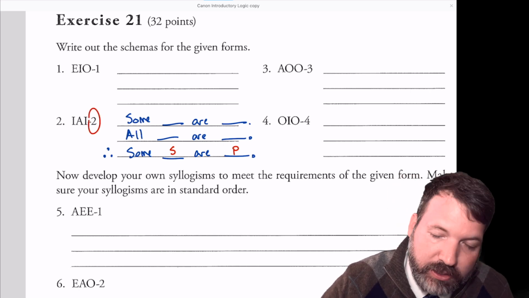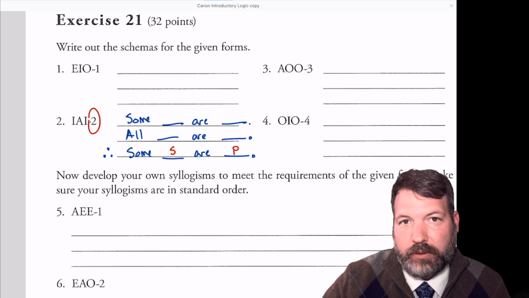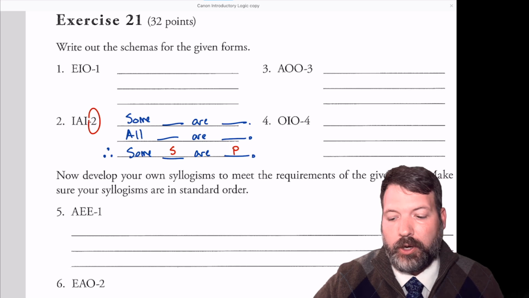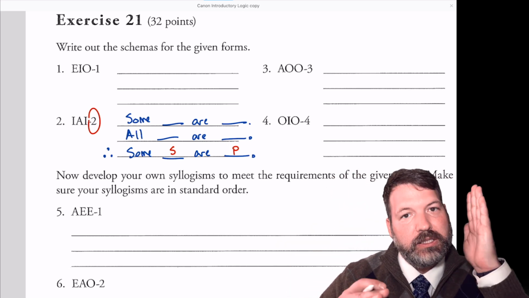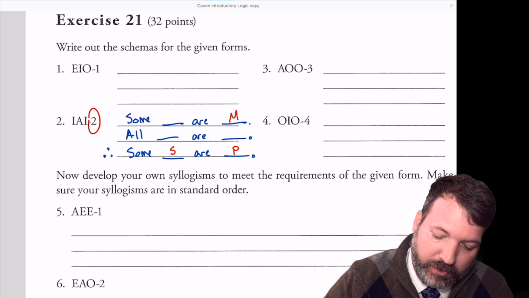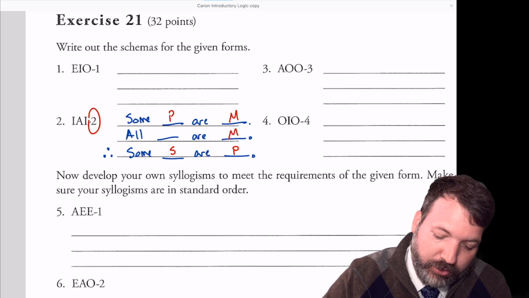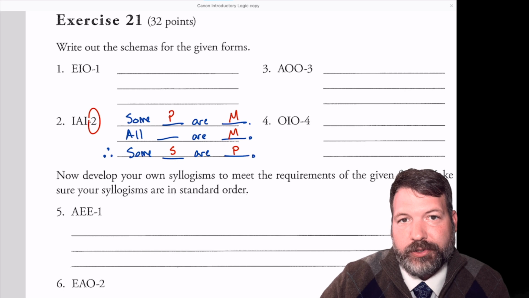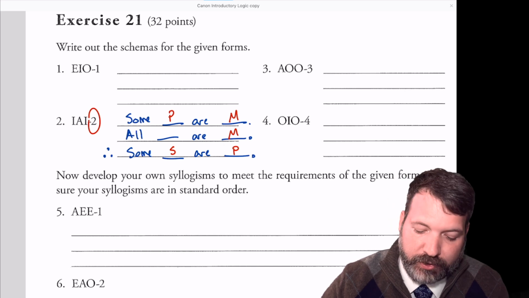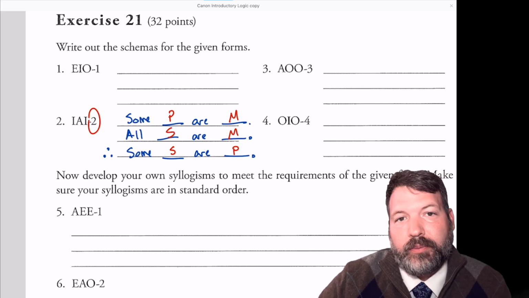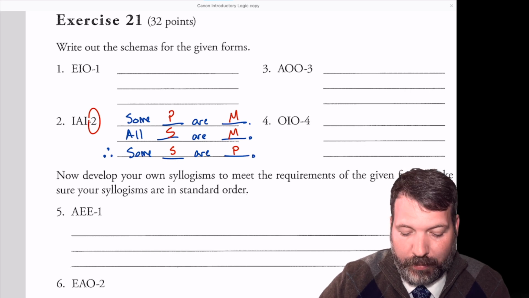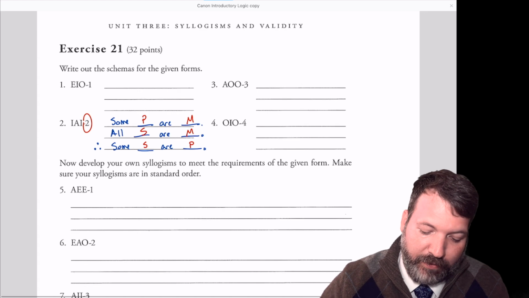And then what did we just learn figure 2 means? It means that the middle term appears second both times. So middle term must go there. Of course, the major term appears in the major premise, so P goes in that remaining blank for the first sentence. Of course, the minor term appears in the minor premise, so S goes in that remaining blank for the minor premise. And that is our schema for number 2.